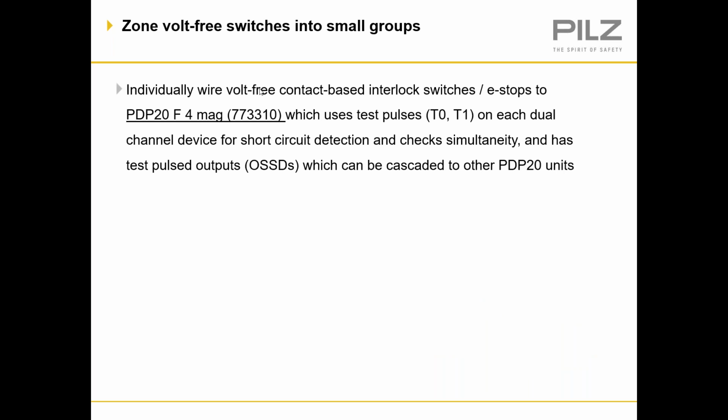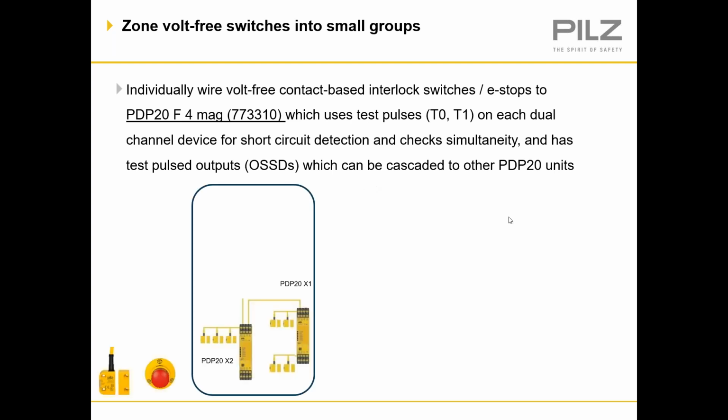So, individually wired volt-free contacts back to interlock switches and e-stops with a PDP-20. They use these test pulses, T0 and T1, on each dual channel device for short circuit detection and to check simultaneity, and have test pulse outputs which can cascade to other PDP-20 units. So how does this work?